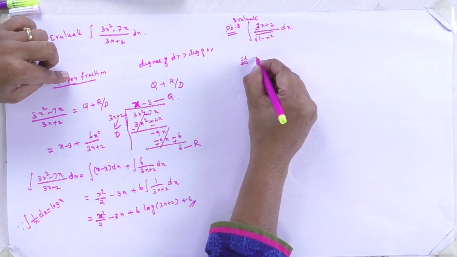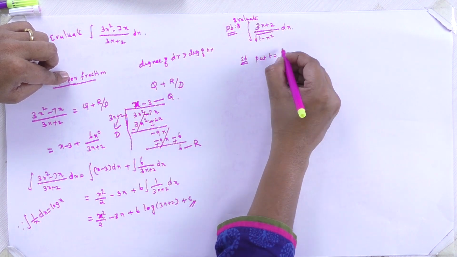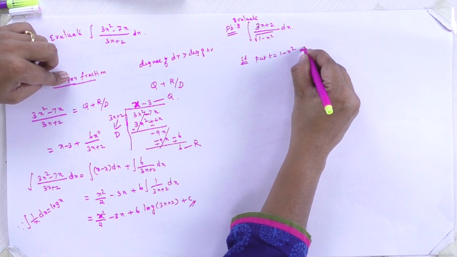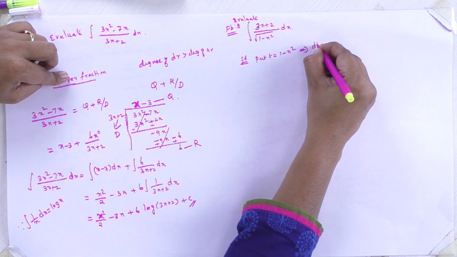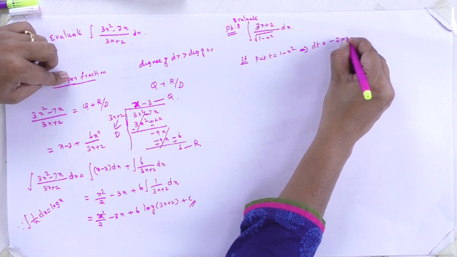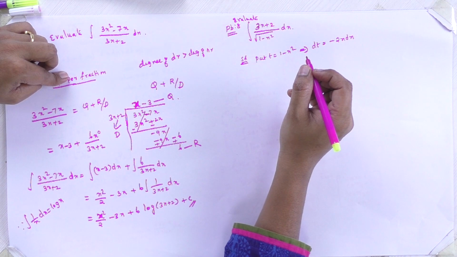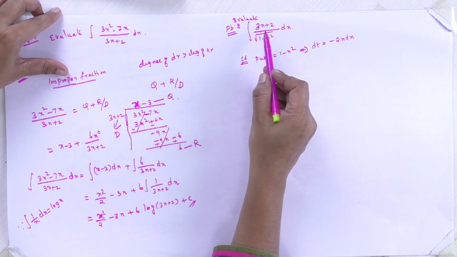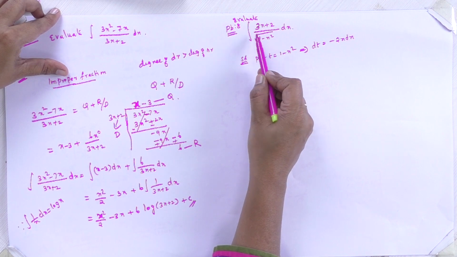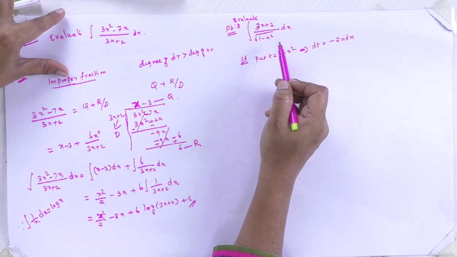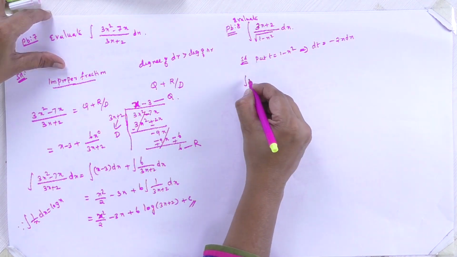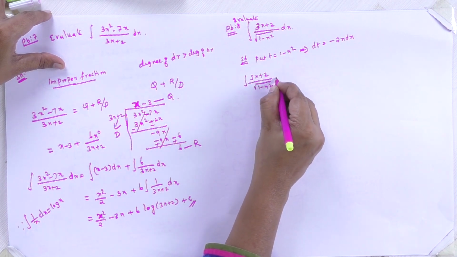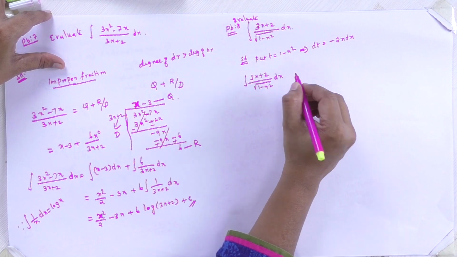Put t equal to 1 minus x square. Then differentiate on both sides. dt can be written as minus 2x into dx. But see, we have 3x plus 2 divided by root of 1 minus x square. The integral of 3x plus 2 divided by root of 1 minus x square into dx.